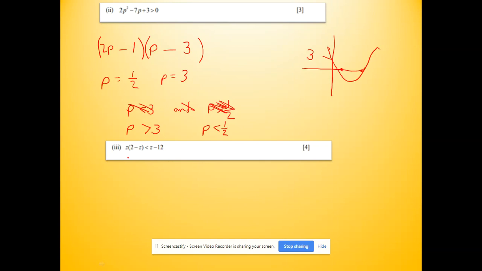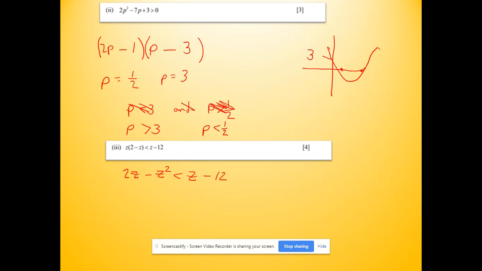Okay, then on to the next one. It's going to be a similar thing, apart from, you can see it's an extra mark, just because this is already in a form where it's quadratic and solve. This bit is not, so we're going to have to rewrite it. If I multiply the brackets first, I get 2z minus z squared, z minus 12.